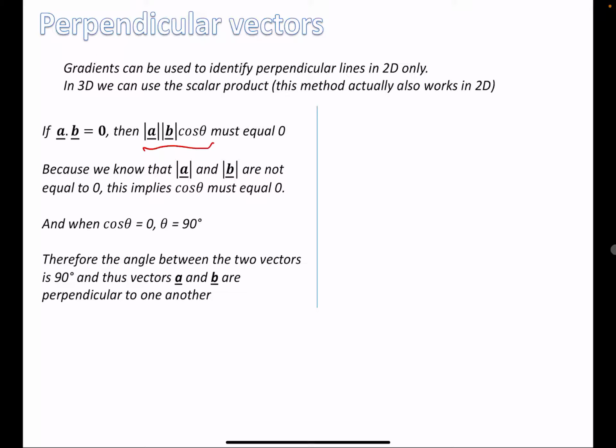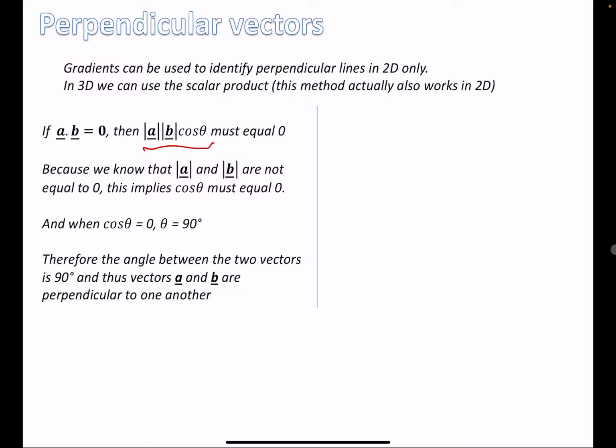If we're multiplying two numbers together, we won't ever get an answer of 0 unless one of them is 0. But we know that a and b can't be equal to 0 because they both have lengths. In other words, the bit that has to equal 0, because we have to get an answer of 0, must be cos theta. Therefore, if cos theta equals 0, we know that theta must be 90 degrees. Just going by exact values, looking at the graph, if cos theta equals 0, then theta must equal 90 degrees. Therefore, the angle between the two vectors is 90 degrees, and thus vectors a and b are perpendicular to one another.